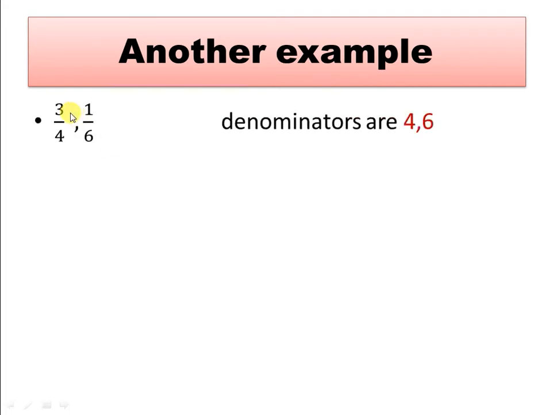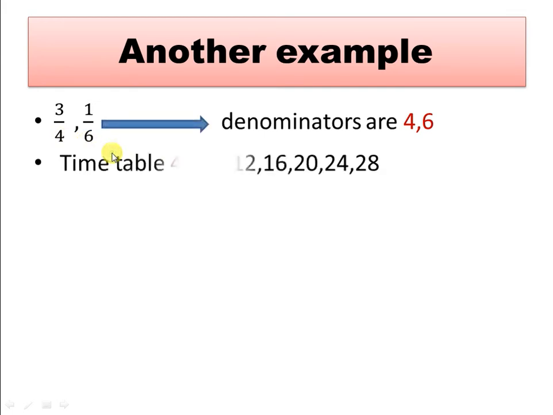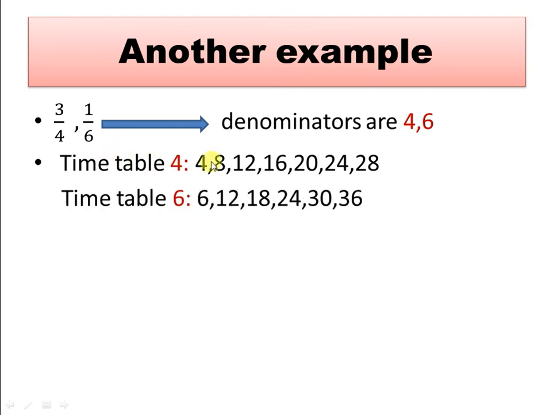There is another example. If I have 3/4 and 1/6, and we have to find the common denominator of both. The first step is to find the different denominators, 4 and 6. Step number 2, write their timetables. Timetable 4 is 4, 8, 12, 16, 20, 24, 28. Timetable 6 is 6, 12, 18, 24, 30, 36.